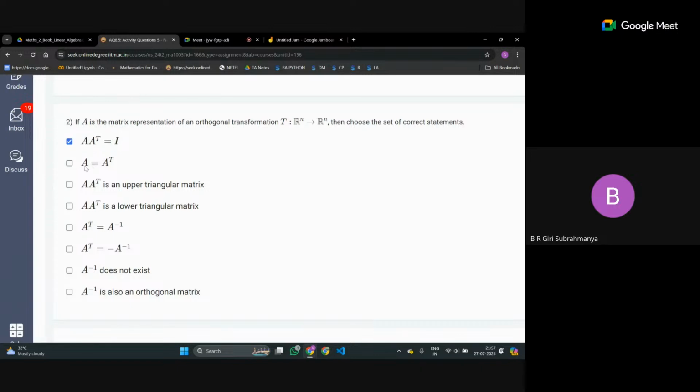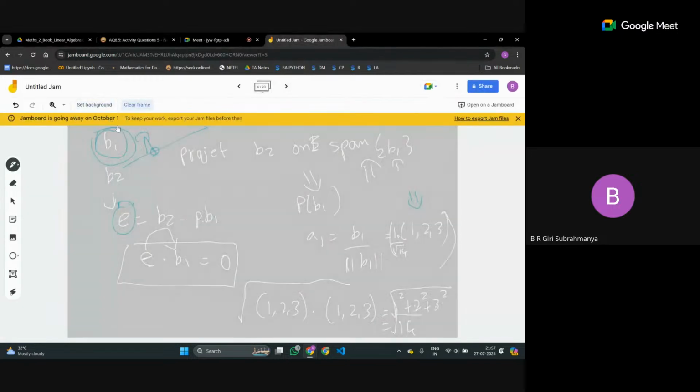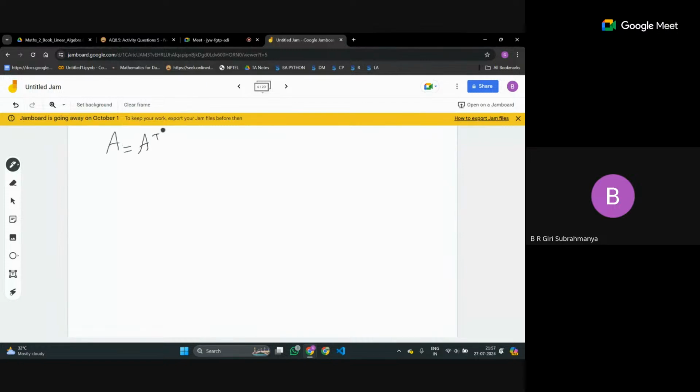Now look at the second option. They're saying the second option is A will be equal to A transpose. See, first thing, if A is an orthogonal matrix, then we know A transpose A will be the identity matrix. Fine. Now, can we always say that this will be true, that is, A is equal to A transpose? See, if A is the identity matrix, this is going to be true, right? I is equal to I transpose, this is true. But for any such matrix, can we say that?